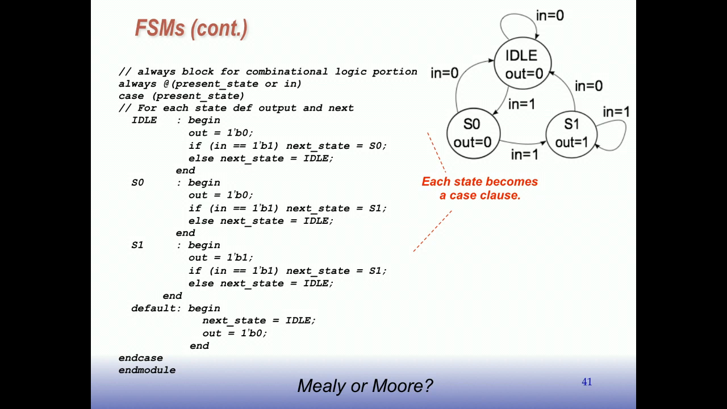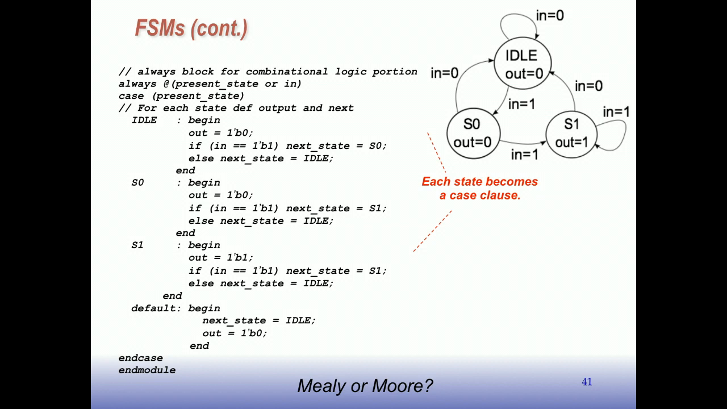So here's the idle state. We'll say begin. First of all, this is a Moore machine, so we can just set the output that corresponds to each state. That's the first thing I do here in each section. So here we set the output to 0, we set it to 0 here, set it to 1 here. Then I say if in is equal to 1, then the next state is S0, right? That's this arc. Else next state is equal to idle, then we just stay there. So for each state, we just say how we transition based on inputs with ifs and if-elses, right?